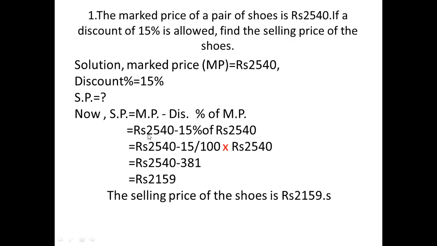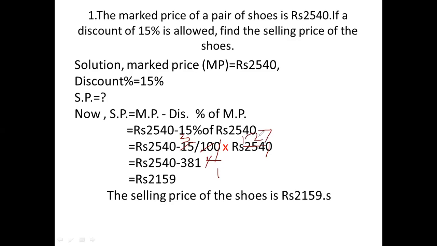Marked price is given there, 2,540 minus 15% of 2,540. 15 by 100 into this. If you cancel here, look here. When you cancel, 0, 0 cancel. And if you cancel this 10 and 15, 3 5s are 15, and here will be 2 5s are 10, and 2 1s are 2. You can calculate here 2 1s are 2, 2 2s are 4, and here is 1 left.